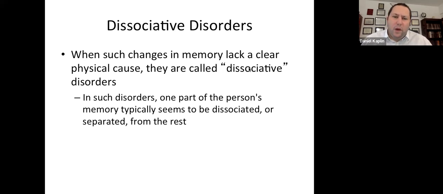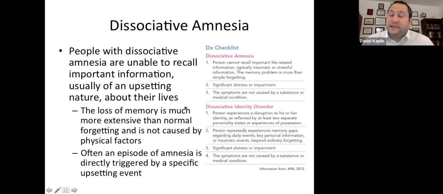So what is the physical cause of a dissociative disorder? It's not clear. It's still in the professional space uncertain what the physical cause is. But we do understand that part of a person's memory seems to be dissociated or separated off from the rest of the memory. So let's talk about dissociative amnesia, which is the inability to recall important information, usually of upsetting nature about their lives.